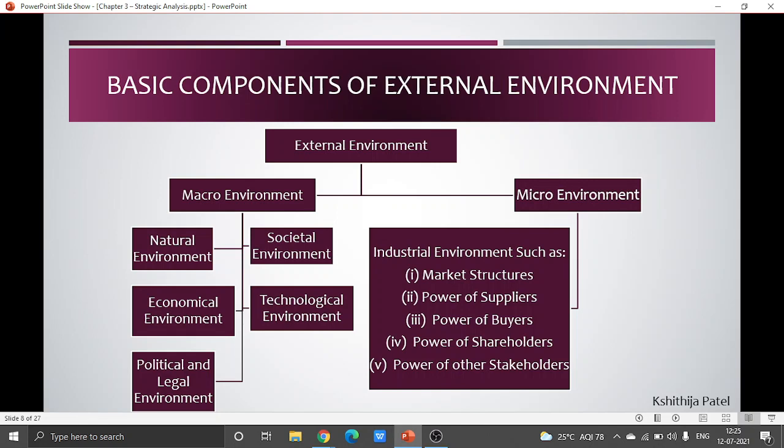So these are some of the macro environment variables which normally shape the general business environment for all businesses. So this general business environment affects all businesses directly or indirectly, irrespective of the industry to which the business belongs.